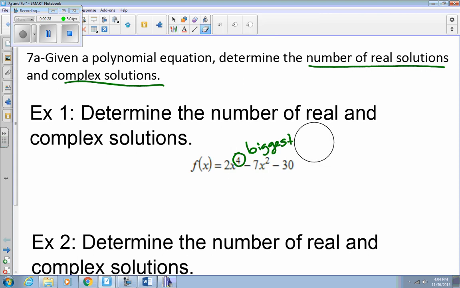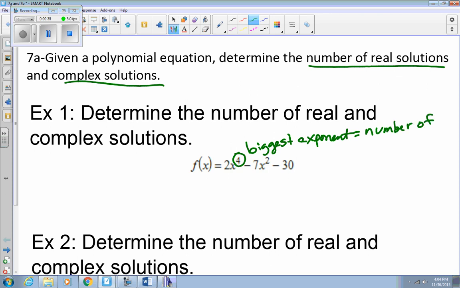Biggest exponent will determine how many solutions there are. So it equals the number of solutions. In this particular problem, the biggest exponent is 4, so we have 4 total solutions. Now we need to determine, are these solutions real or complex?